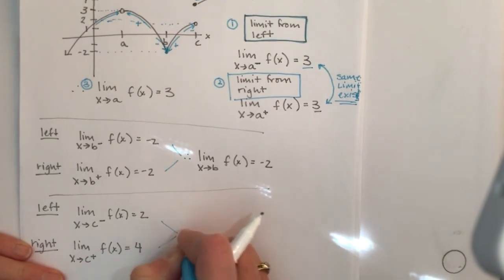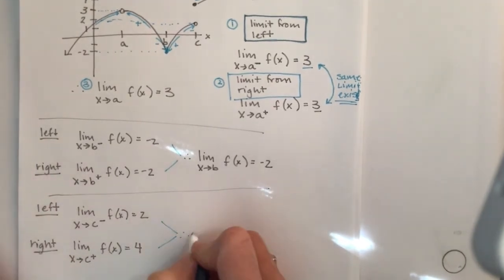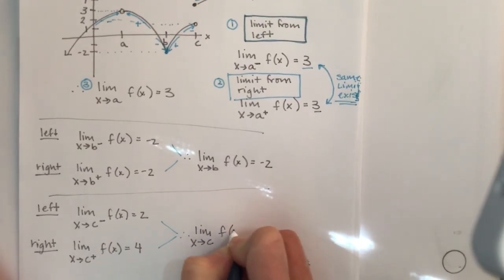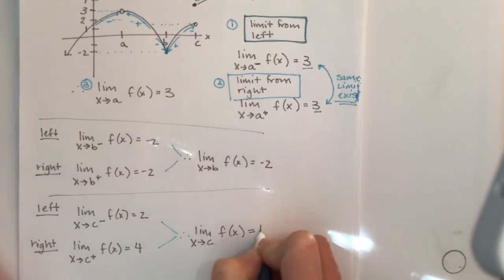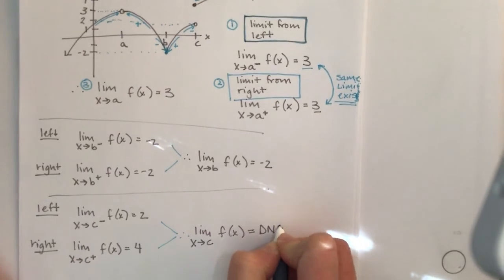So therefore, the limit as x approaches C of f of x does not exist.